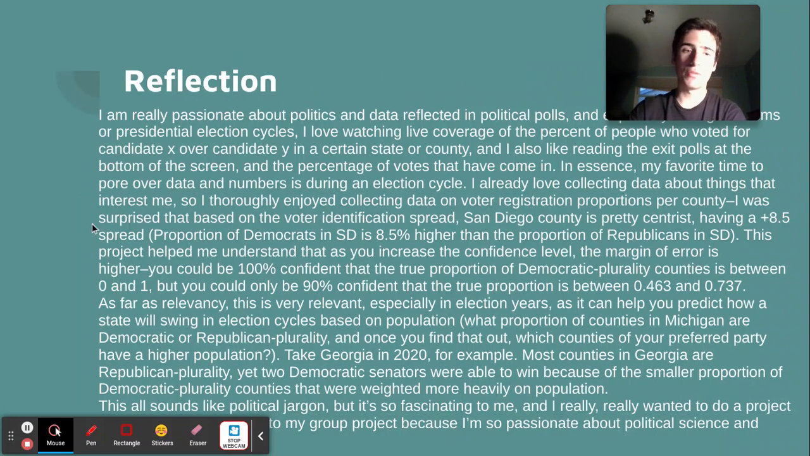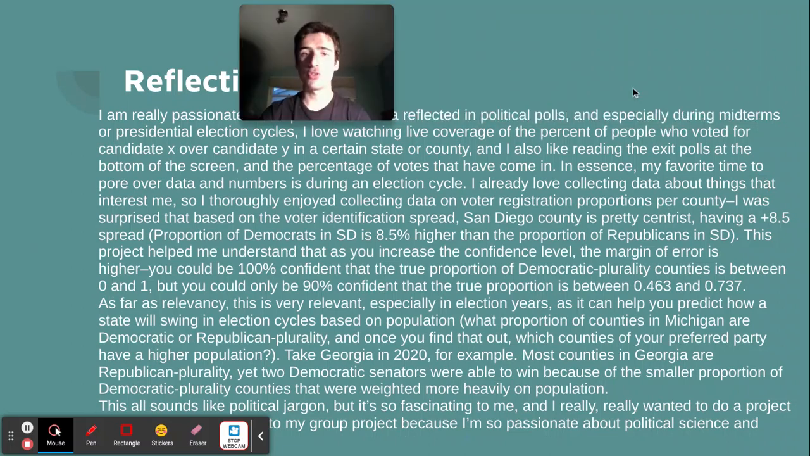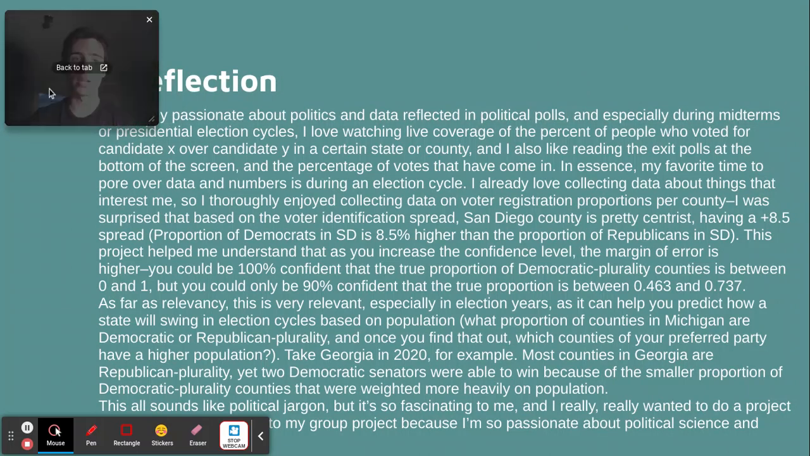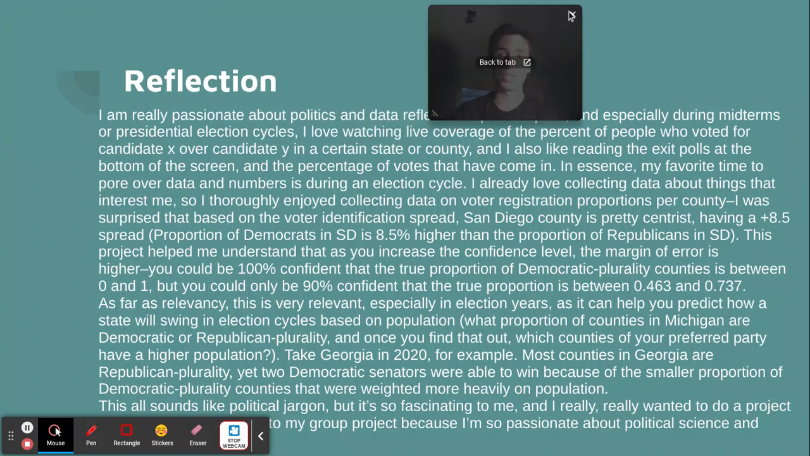So now here's the reflection. I'm really passionate about politics and data reflected in political polls, and especially during midterms or presidential election cycles. I love watching live coverage of the percent of people who voted for candidate X over candidate Y in a certain state or county. And I also like reading exit polls at the bottom of the screen and the percentage of votes that have come in. In essence, my favorite time to pore over data and numbers is during an election cycle.